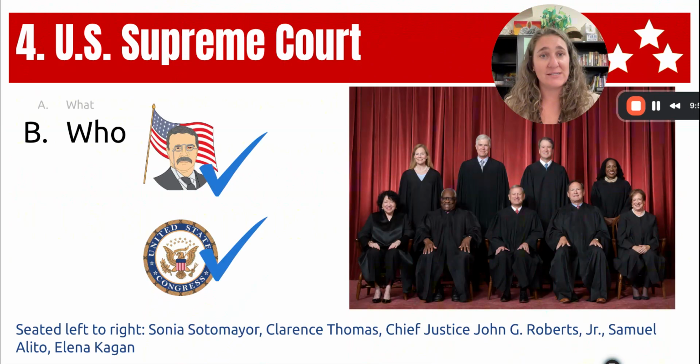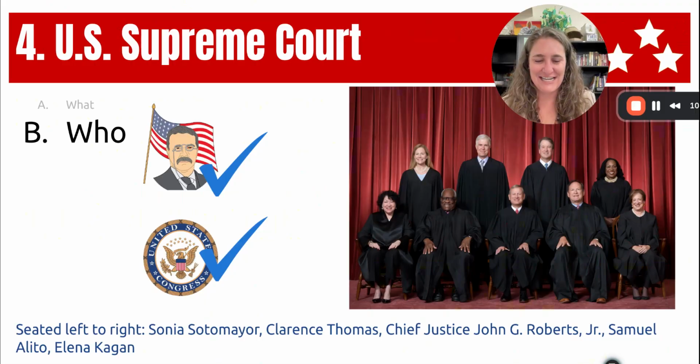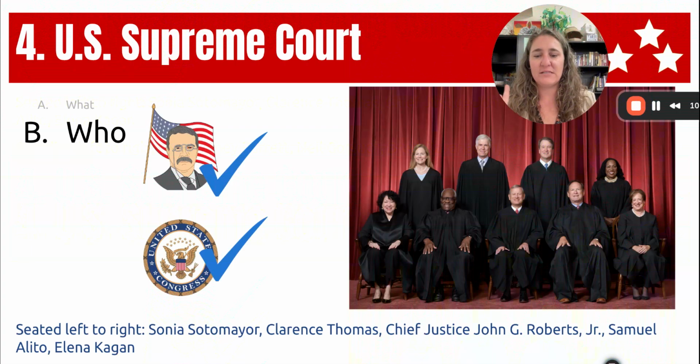All right, and so the justices. The Supreme Court is made up of 9 justices. This was set by the Judiciary Act of 1869, which set the size of the court at 9 justices. Like all the other federal courts, the Supreme Court justices are appointed by the president and confirmed by the Senate. At the time of this recording, these are your current Supreme Court justices.